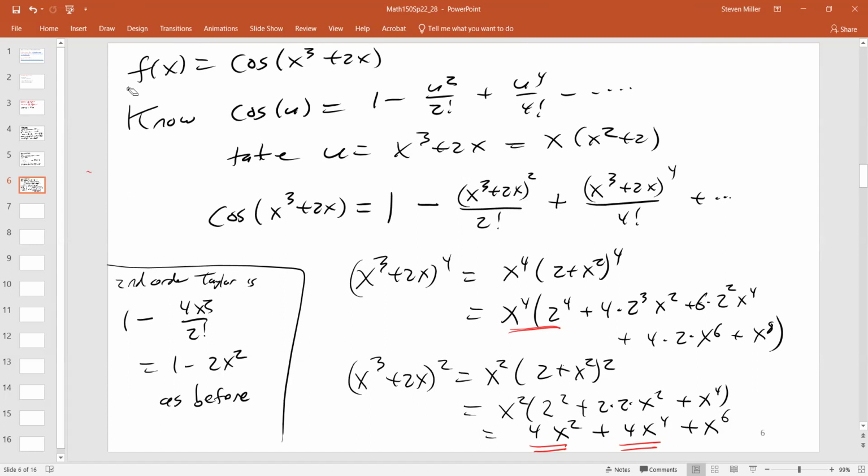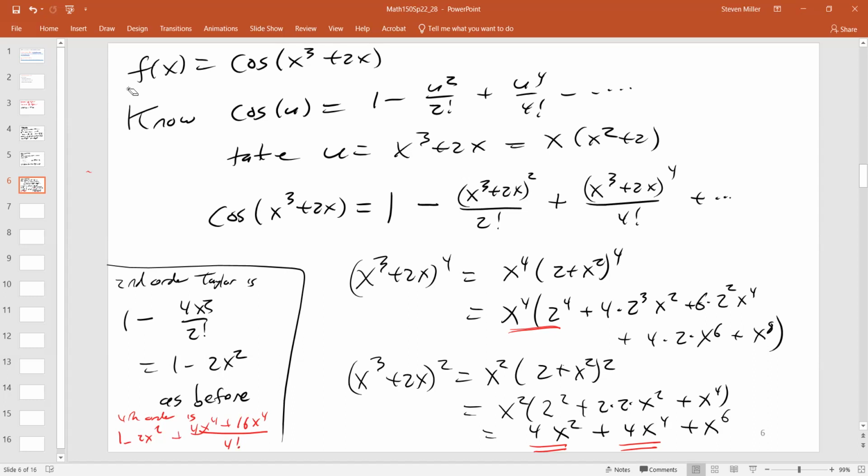And if I looked at the next term, x cubed plus 2x to the sixth over 6 factorial, everything there is going to be at least an x to the sixth, so it's not going to matter. So the fourth order is just going to be 1 minus 2x squared. And now I'm going to have a plus 4x to the fourth from this, plus a 16x to the fourth over 4 factorial. And so that would be the fourth order Taylor series expansion.